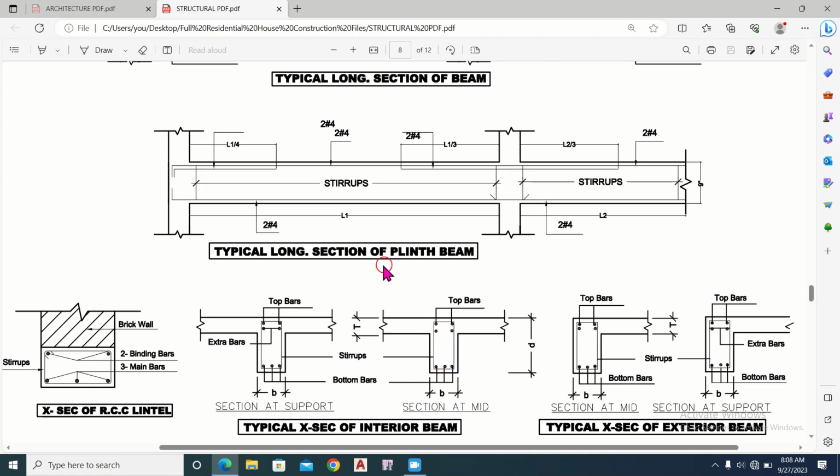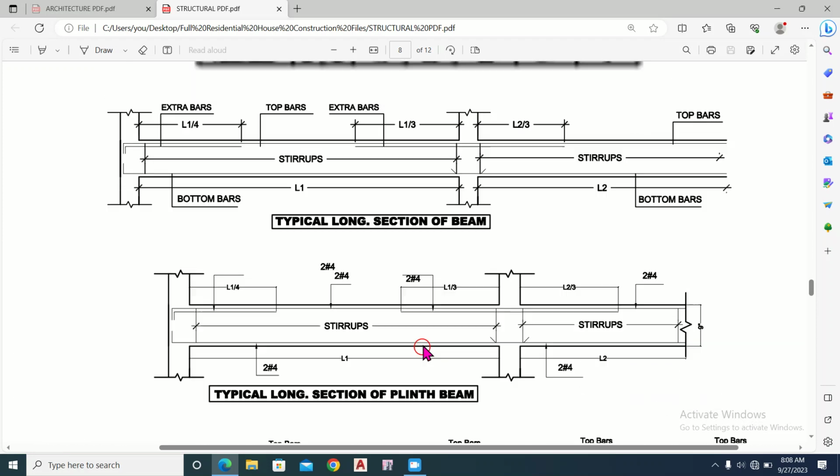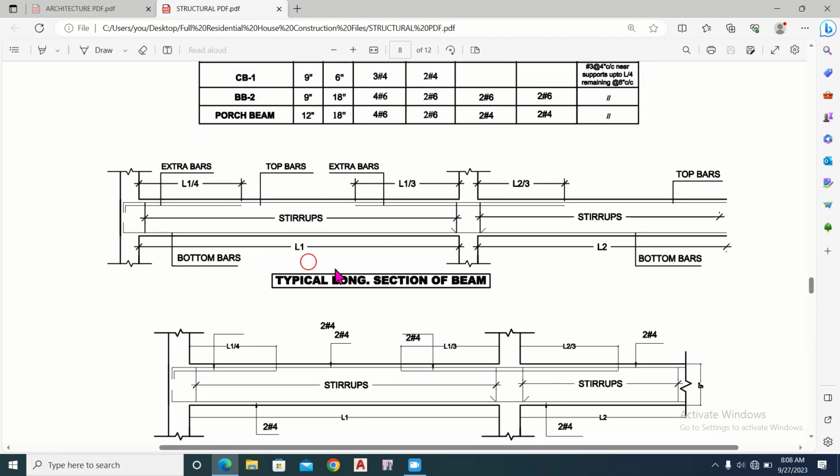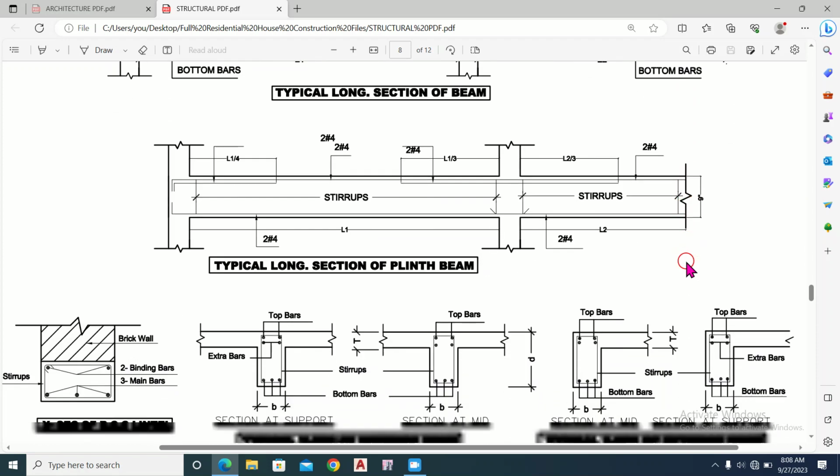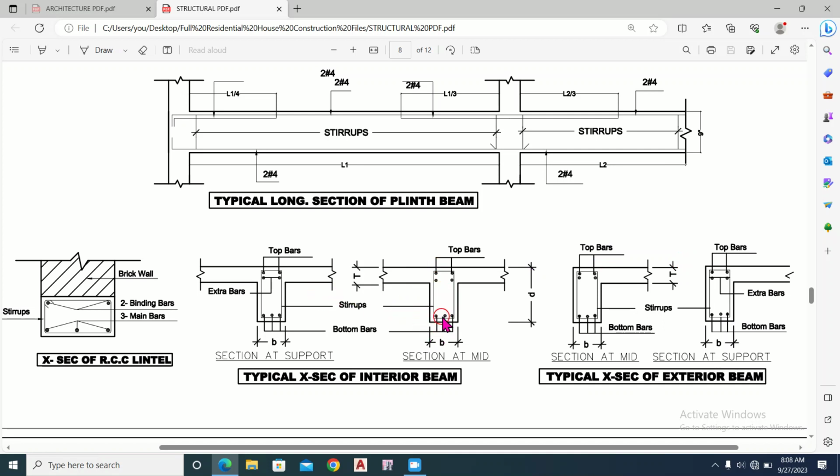So at the mid means here or here, the section of the beam, this one. So here there are top and bottom 3 main bars, and as you know, at the mid, at the center of the beam, there is more bending moment at the bottom side, positive bending moment here, like here.